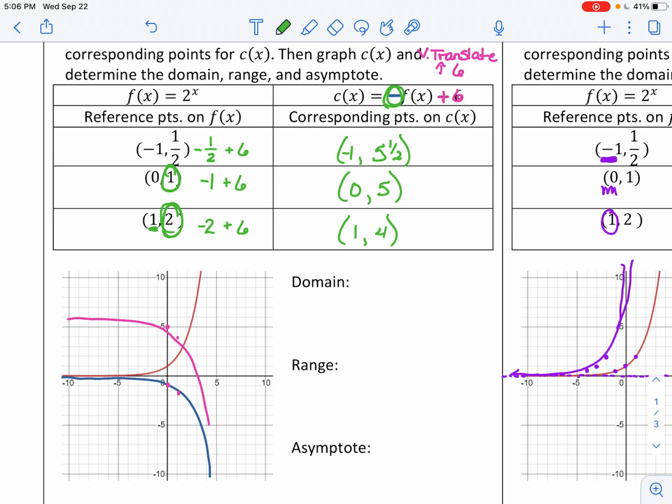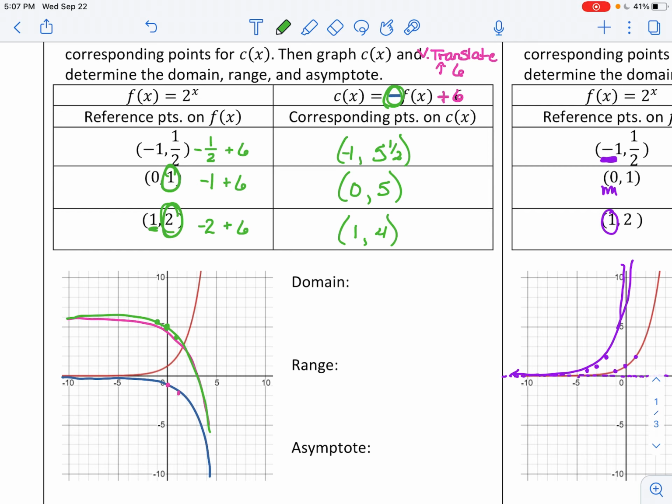So even if you forgot that it meant to flip and then translate 6 units up, you could still graph the points -1, 5.5, 0, 5, 1, 4. And so I missed my dots a little bit, but we still have that same general trend.